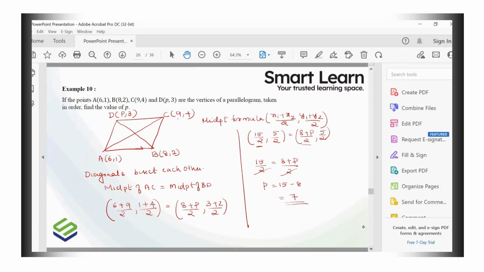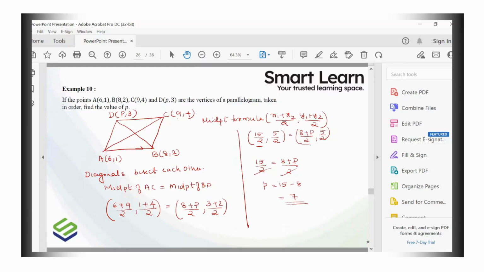Next. Next is a very important question. These are the points, they are the vertices of a parallelogram taken in order. Find the value of p. That means this is in order. So how will you find it? You know our property of the parallelogram: the diagonals bisect each other. That means midpoint of AC equals midpoint of BD. What is the midpoint formula? (x1 + x2) / 2, comma, (y1 + y2) / 2.